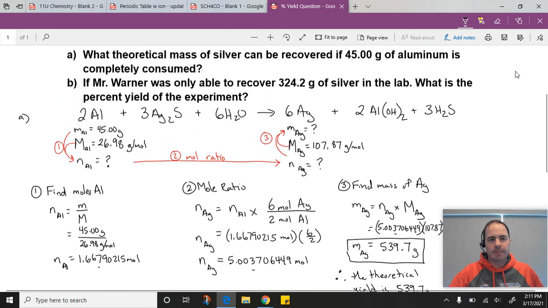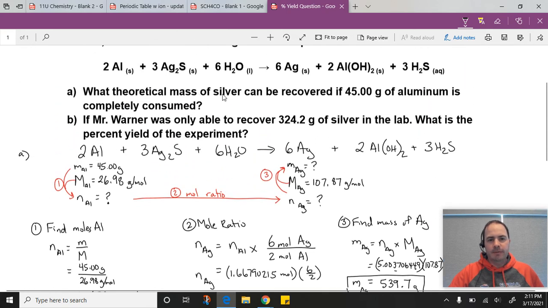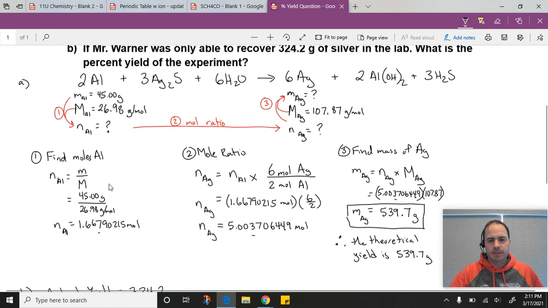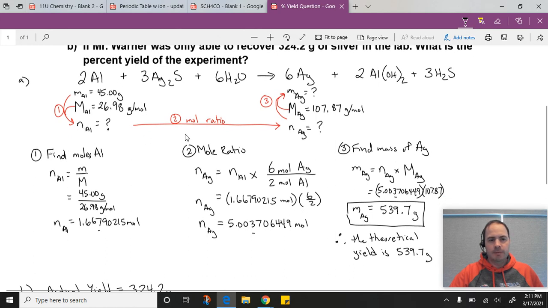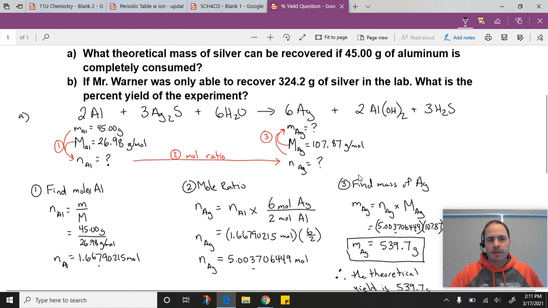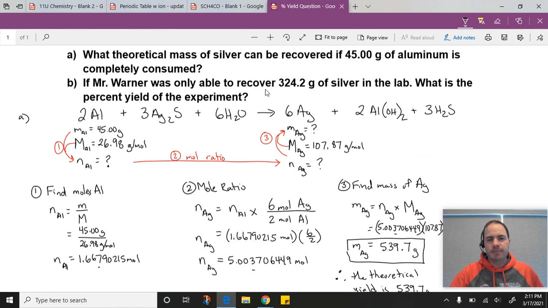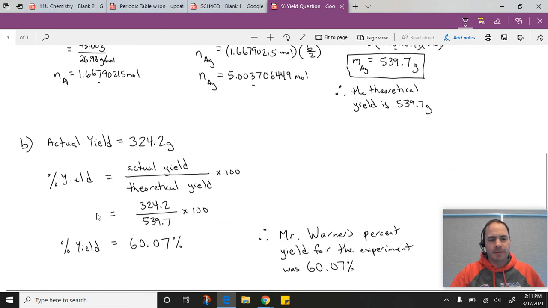Okay, so just to recap, we found the theoretical mass doing some stoichiometry. So we found our moles of aluminum, did our mole ratio to get the moles of silver, and then was able to find the mass of silver. Then in part B, to find that percent yield, we needed the actual yield, which is given in the question. And we used the theoretical yield we determined in part A, and we could find the percent yield.